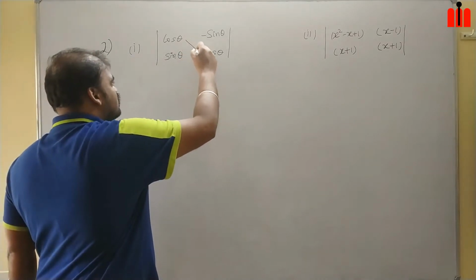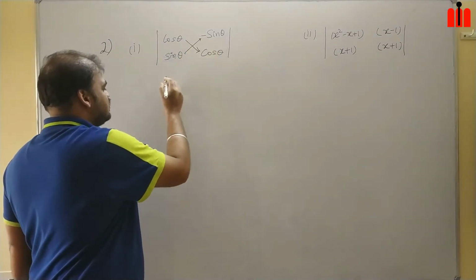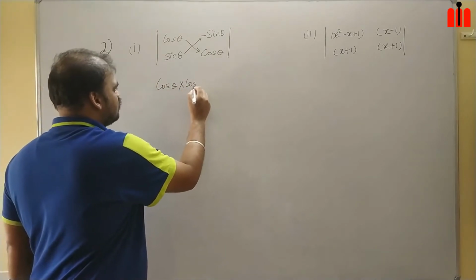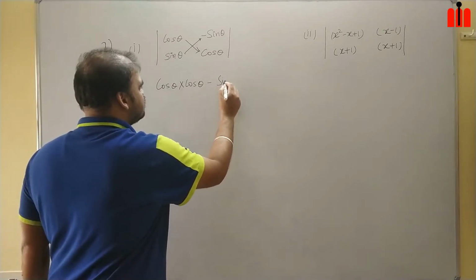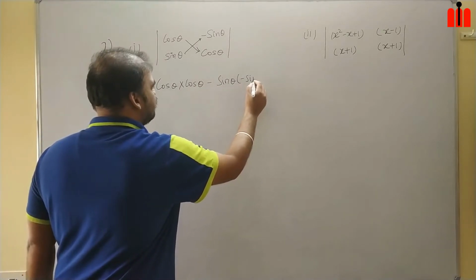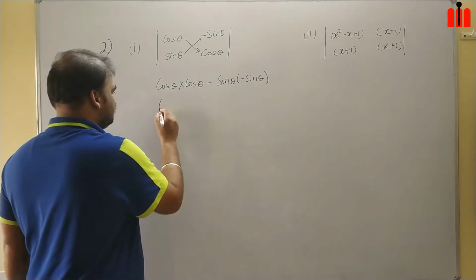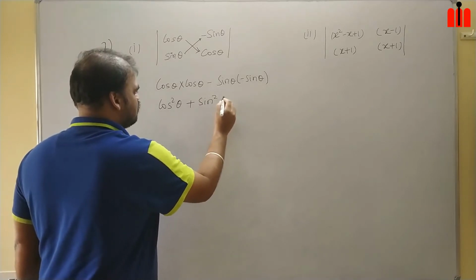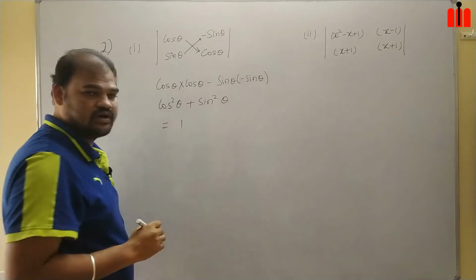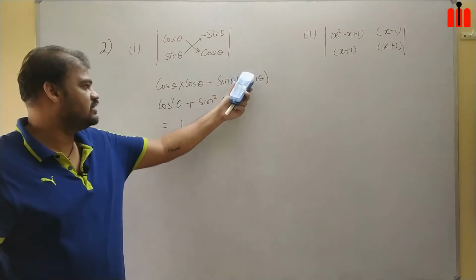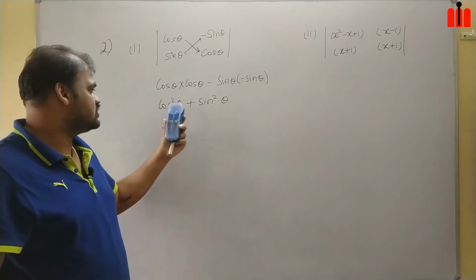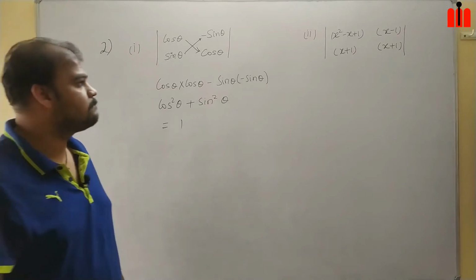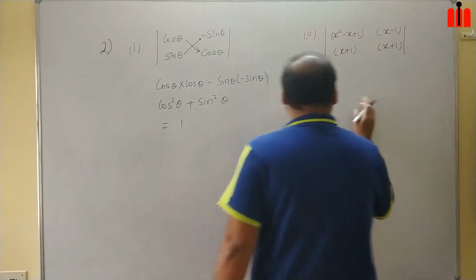So here it will be cos theta into cos theta minus sin theta into minus sin theta. Minus minus will become positive. So it is cos square theta plus sin square theta, which is equal to 1. You will get it as equal to 1. Now let's come to the second problem.